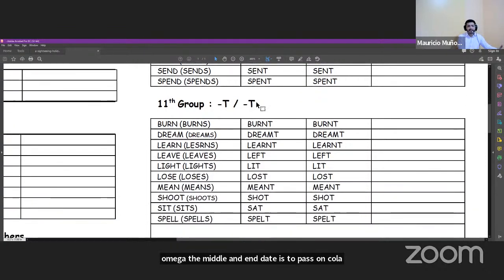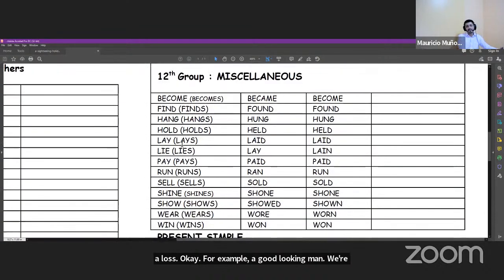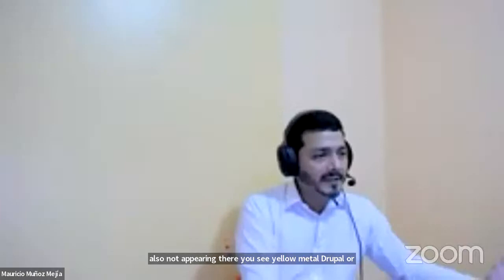The number 11, pues son aquellos verbos, ok, the group, que no tienen letra T en presente, pero en el pasado y el participio pasado comúnmente sí la tienen. For example, el verbo quemar, el verbo soñar, aprender, you see. Y el grupo 12 es el misceláneo, no tiene una regla en común. Entonces, ¿qué vamos a hacer ahora?